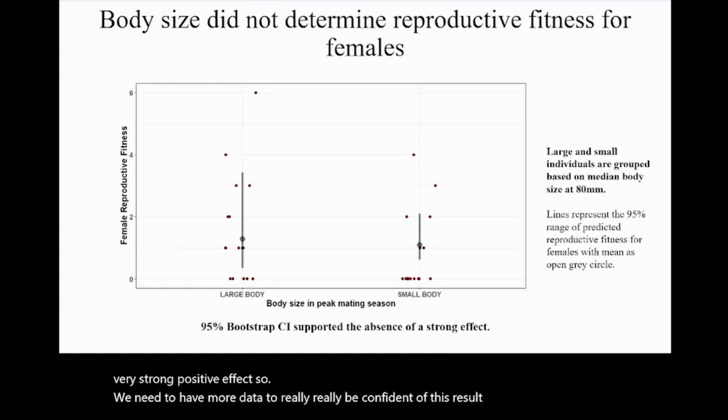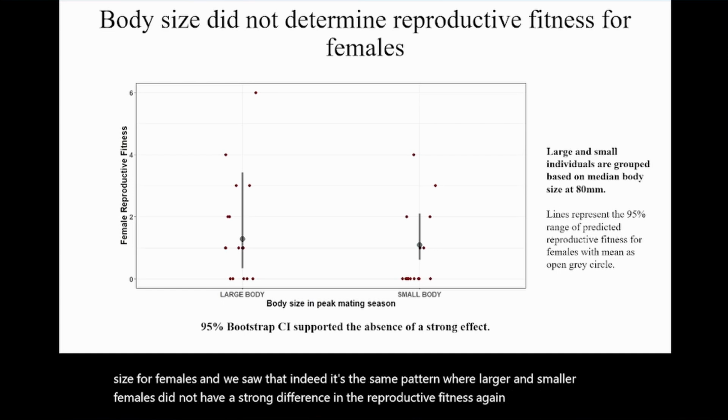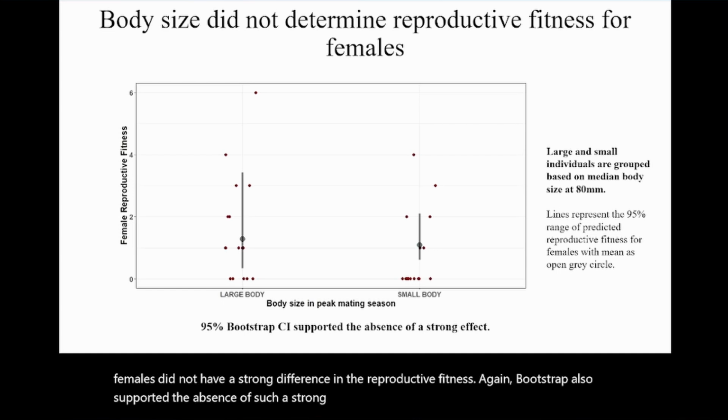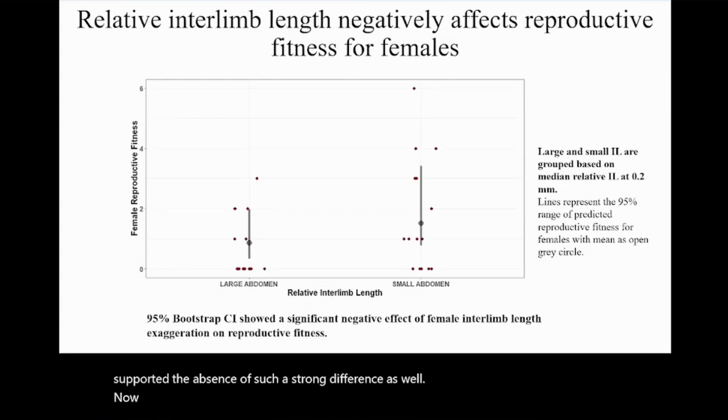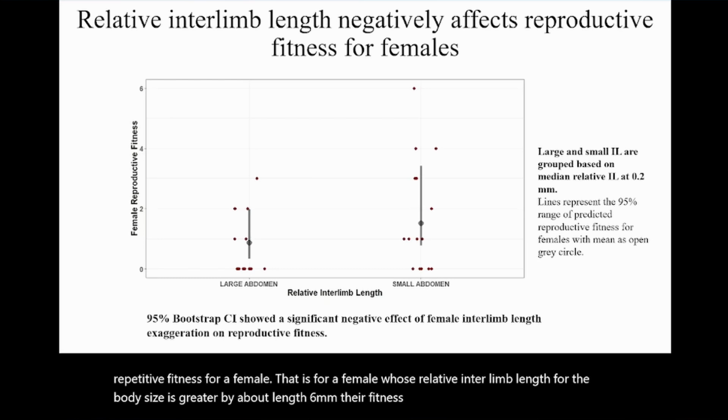Next, we have body size for females, and we saw that indeed it's the same pattern where larger and smaller females did not have a strong difference in reproductive fitness. Again, bootstrap also supported the absence of such a strong difference. Now, in the case of interlimb length, our results were quite interesting because we saw that the greater the interlimb length, or the greater their egg carrying capability, had a negative effect on reproductive fitness for a female. That is, for a female whose relative interlimb length for the body size is greater by about 6 millimeters, their fitness dipped by about 35%.